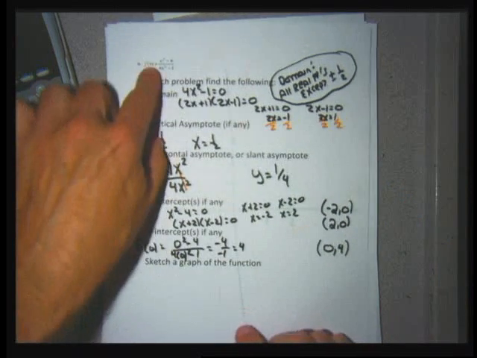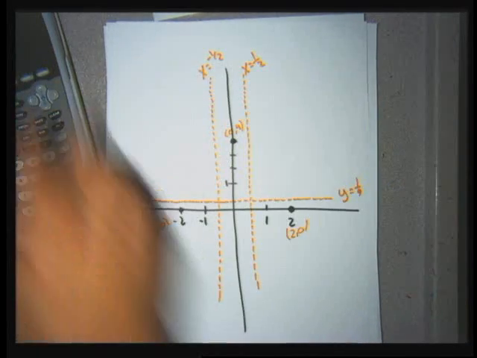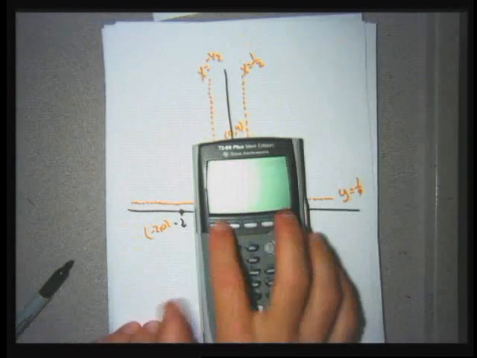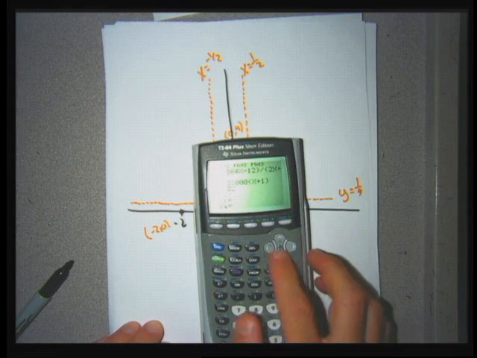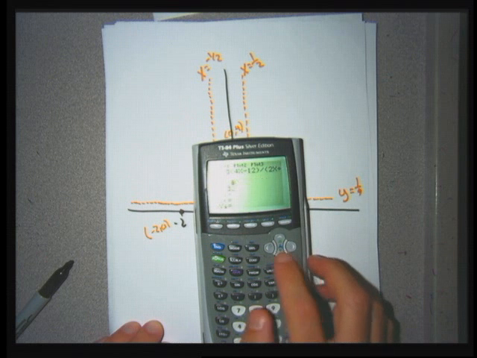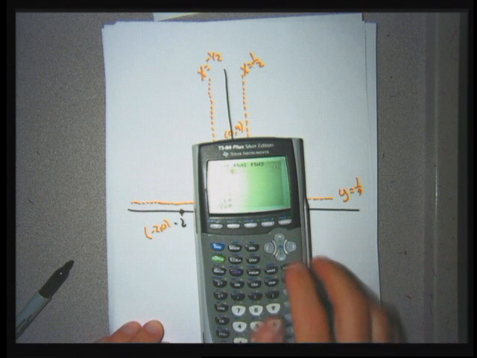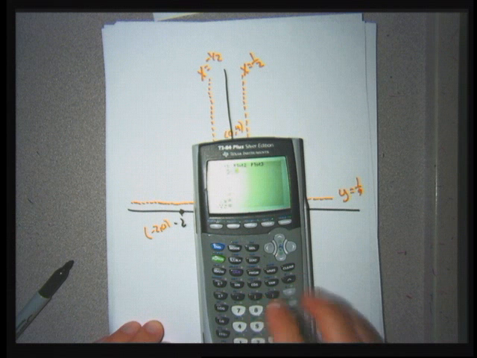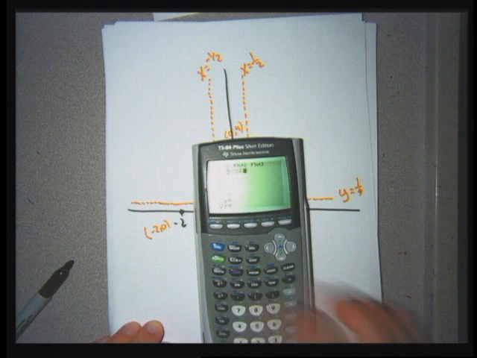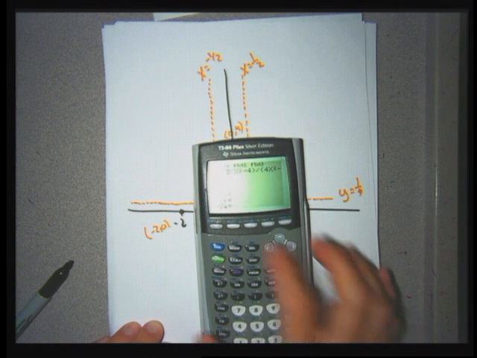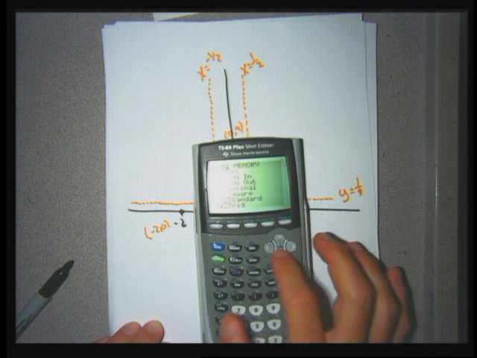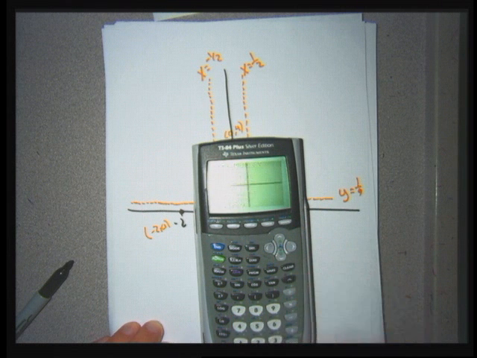Now I'm going to graph this and hopefully find a window that shows everything that I need to see. So I'm going to go y equals, I'm going to clear out the junk that's in there, and I'm going to graph the function, parentheses, x squared minus 4 divided by parentheses, 4x squared minus 1. Just do a zoom standard to start and see how much of the graph I can see.